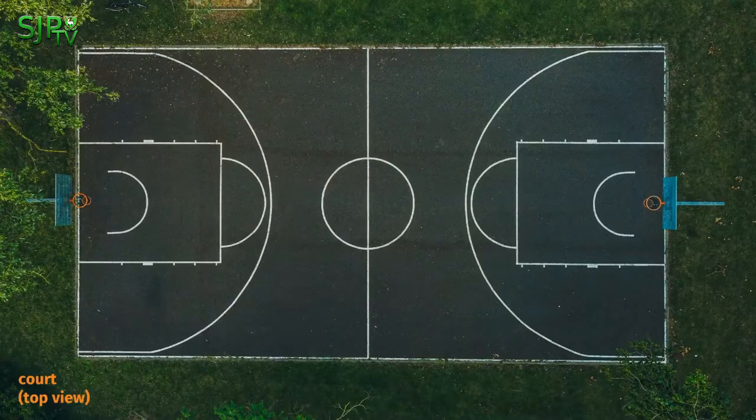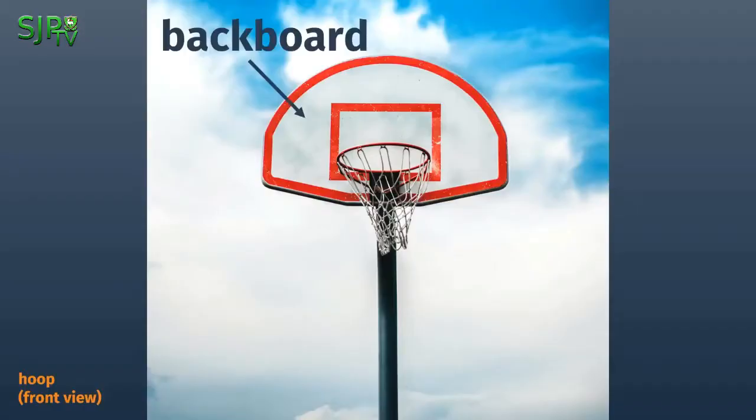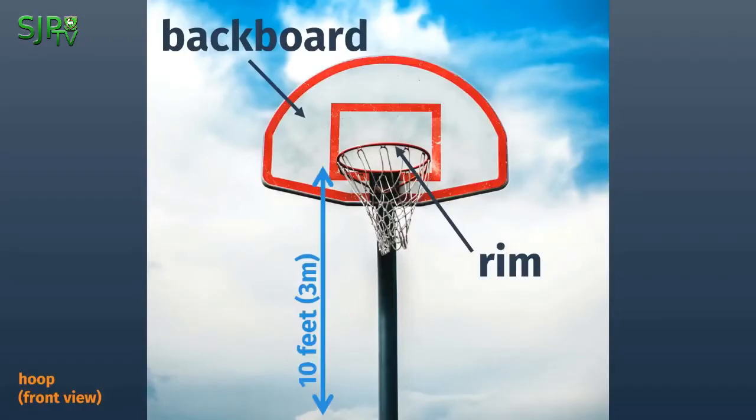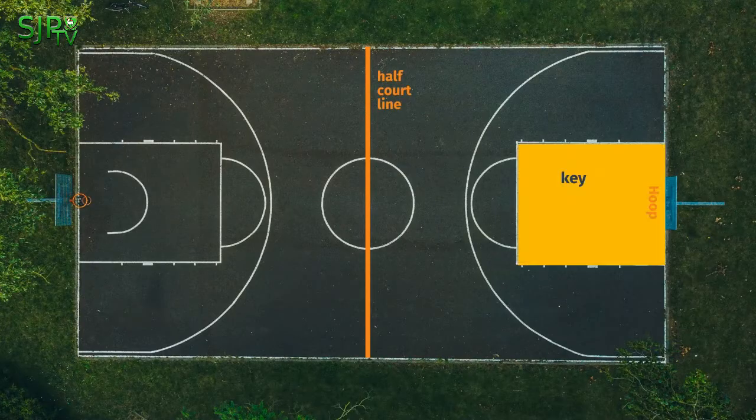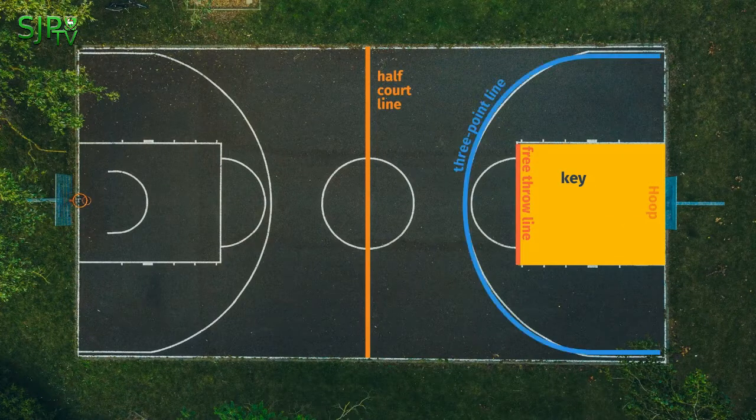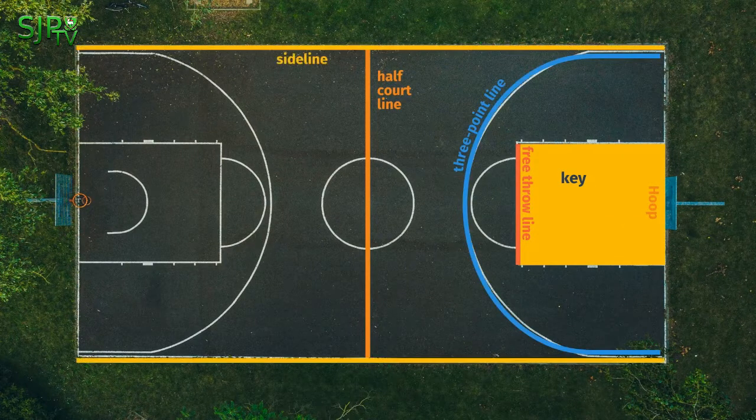This is a basketball court. This is a half court line. This is a hoop. This is also a hoop. This is a backboard. This is a rim. This is America. This area is the key. This is a foul line. This is a 3-point line. This is a sideline. And these are baselines.